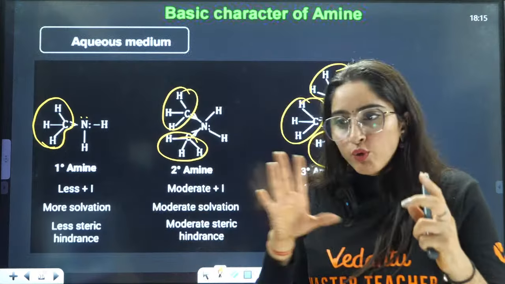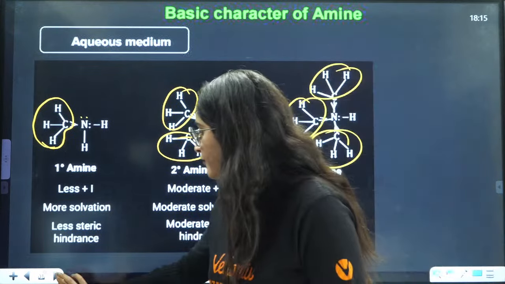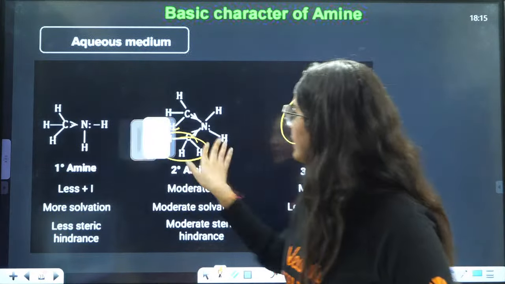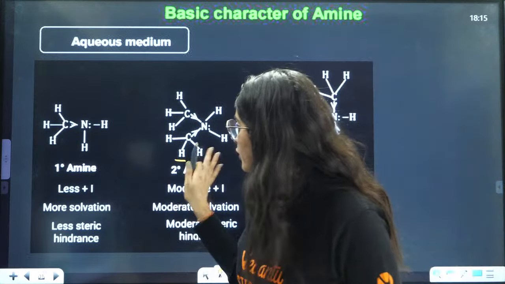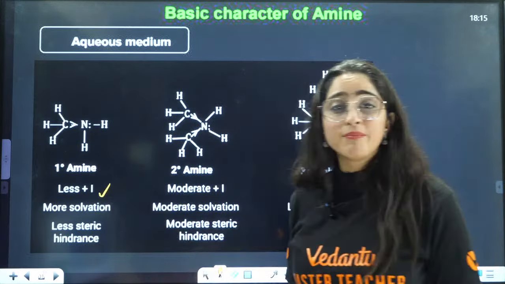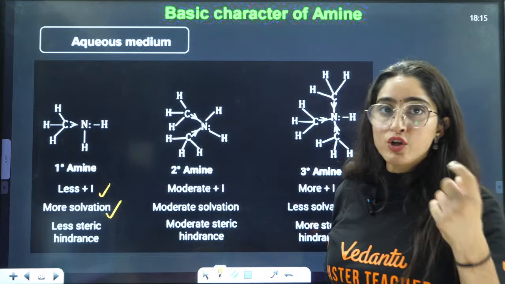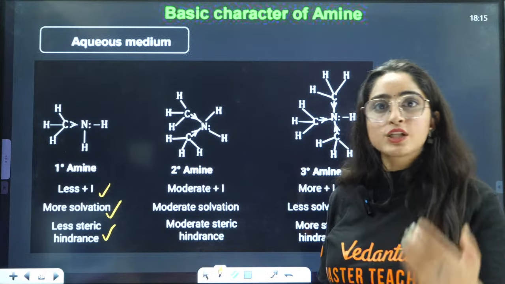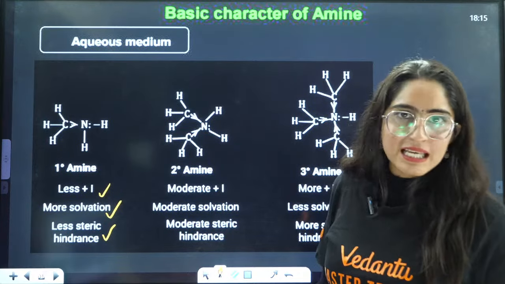So in conclusion to these three effects, here they have written everything: when we talk about methyl group, obviously 1 degree will have minimum plus I effect. It will have maximum solvation because of more hydrogen bonding. It will have less steric hindrance. That is why the attack of some other atom on the lone pair is easy, right?